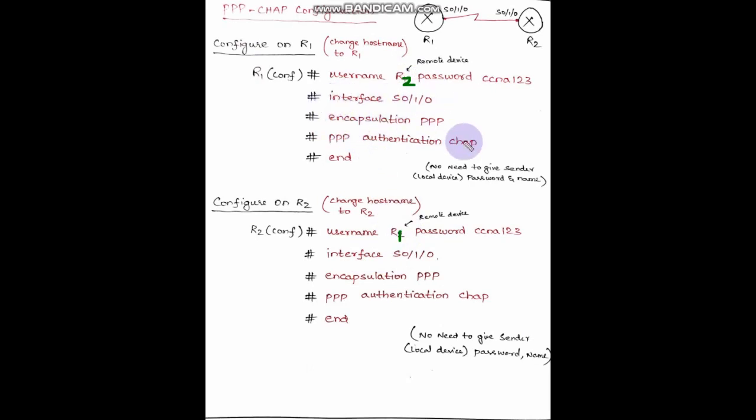Same command here also I used, but the only thing is the sender, that local device name and password, no need to give here. In CHAP it will take automatically. So no need to give. Same commands, I hope you understand how to configure CHAP. The only thing is that one line command we removed here. That's it. Remaining all are the same, right?